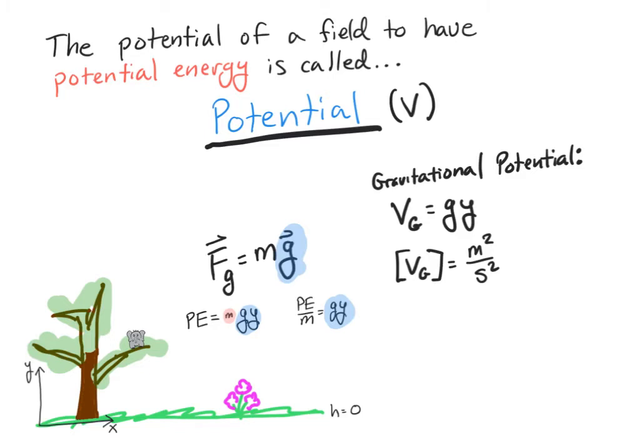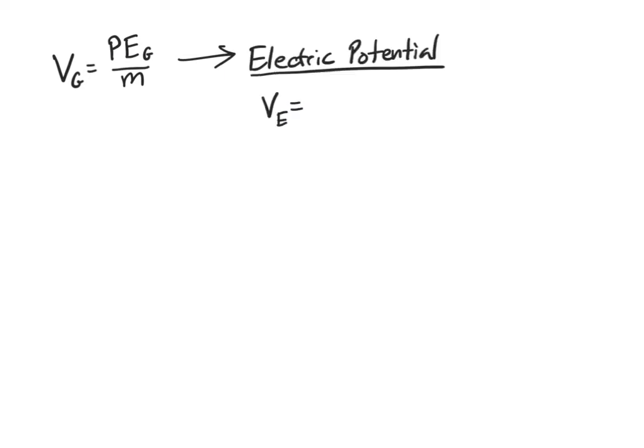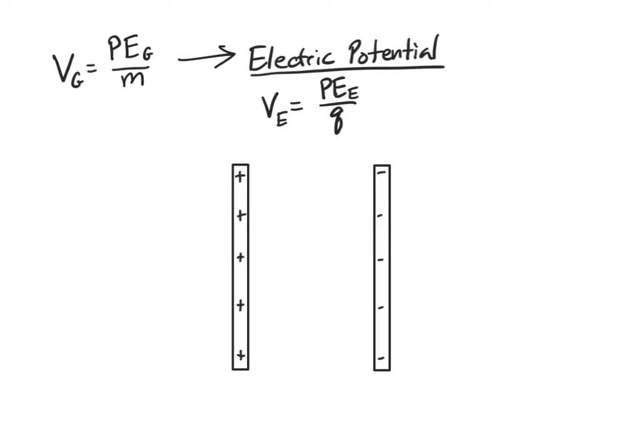The last thing we need to discuss then is this concept of potential in the context of electric fields. If gravitational potential is the gravitational potential energy per mass, then by analogy, we can write the electric potential as the electric potential energy per charge. To provide a little bit of context for this very abstract concept, let's again consider two charged parallel plates with an approximately uniform electric field between them. And let's talk about this potential thing.